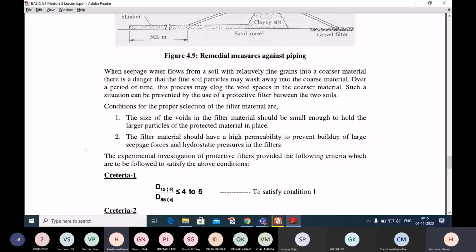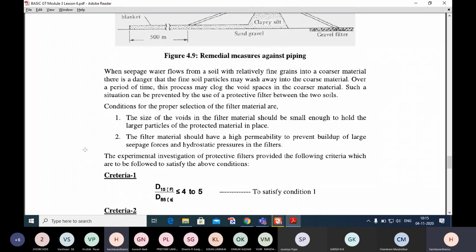The first one is the size of the voids in the filter material should be small enough to hold the larger particles of protected material in place. That means the small materials should not pass through the voids. The voids must be small enough as to hold the particles in place. If the voids are big enough, then the particle itself will enter the voids, and the voids will be closed. The water won't be able to flow through the filter.